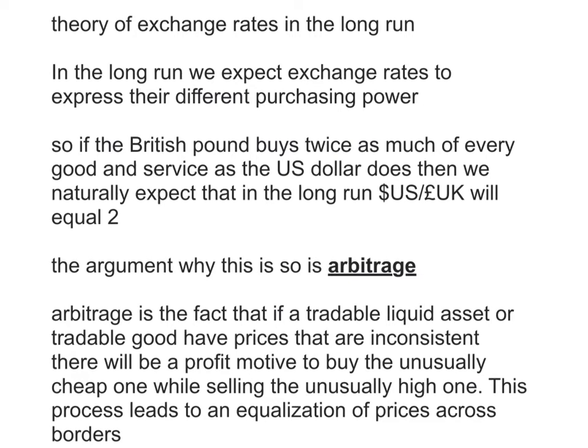Now, currencies have prices in terms of other currencies. If, for the sake of argument, the British pound was trading at a 1-to-1 ratio with the US dollar, and the British pound bought twice as many goods and services per pound as a single US dollar did, then traders could make an easy profit.